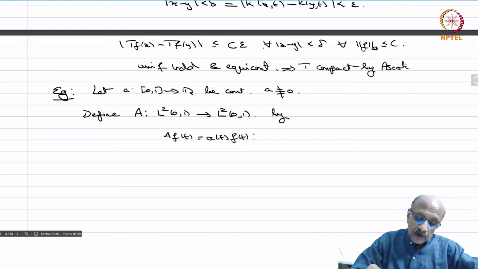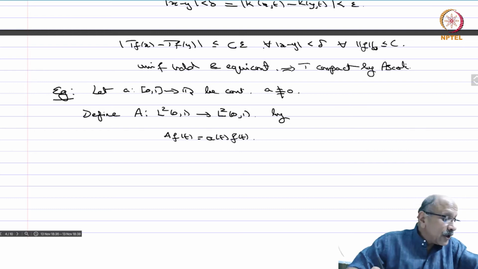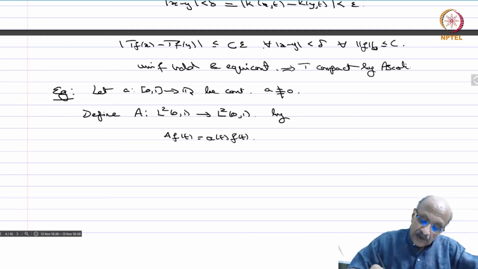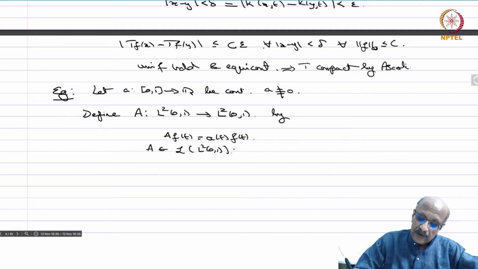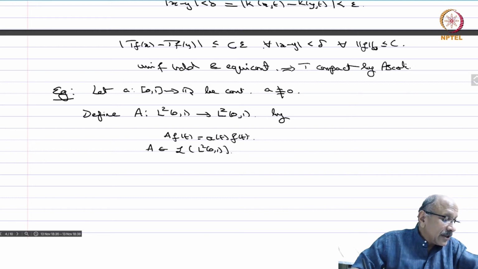A continuous function on a compact set is bounded. So if you're multiplying a bounded function and an L2 function, it's again an L2 function. So A takes L2 into L2. Also you can check that A belongs to L(L2[0,1]). All you have to do is norm Af squared is the integral of |A(t)|^2 |f(t)|^2, which is less than the sup of A squared times norm f squared. Okay, so it's also a bounded linear operator.